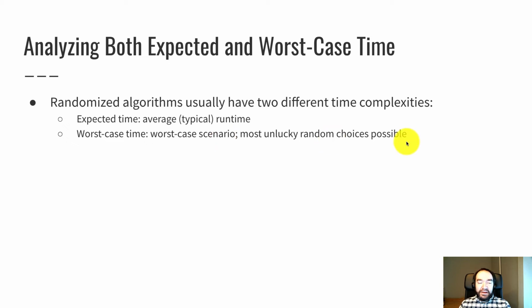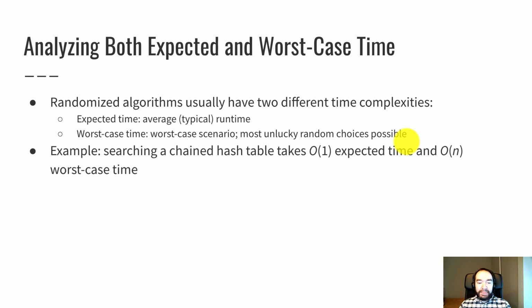In our context of hash tables, that would mean if you got the most unlucky hash function you could possibly get, that would give you the worst case time performance. So here's an example. This is a true statement. Searching a chained hash table takes constant expected time and big O of n worst case time. So that means on average, typically what you see is that searching in a chained hash table is constant time, very fast. However, if you get the absolute worst case scenario, it could take as much as linear time to search a chained hash table.